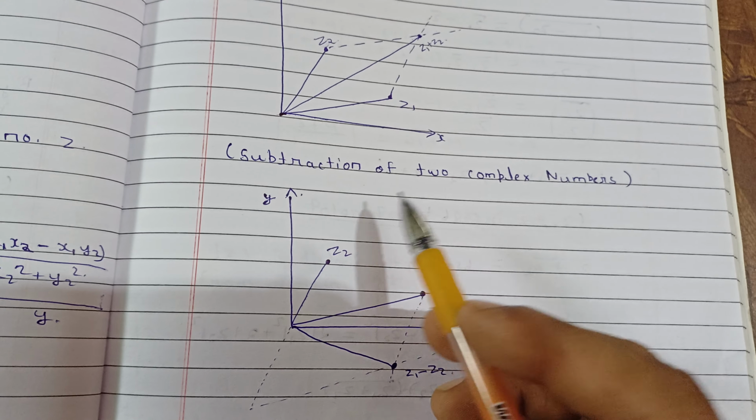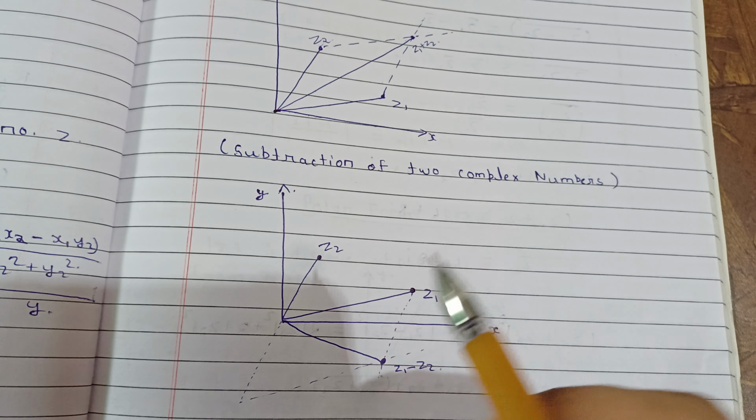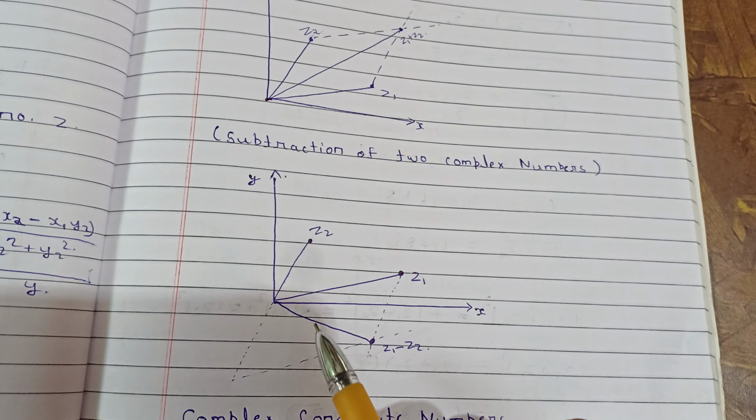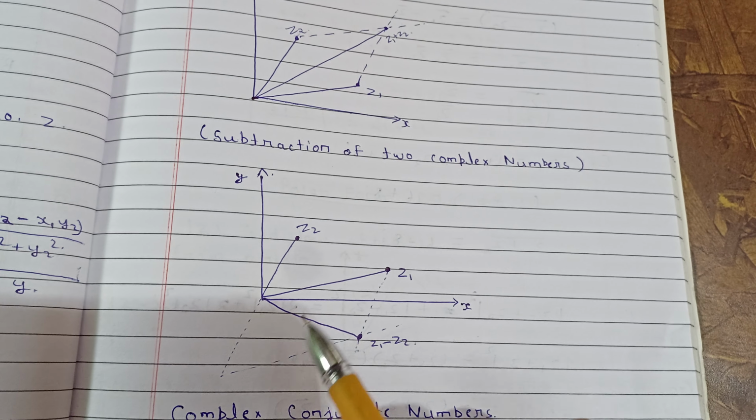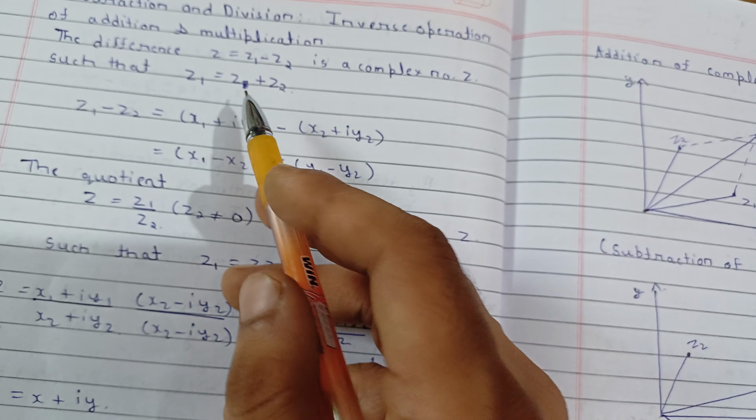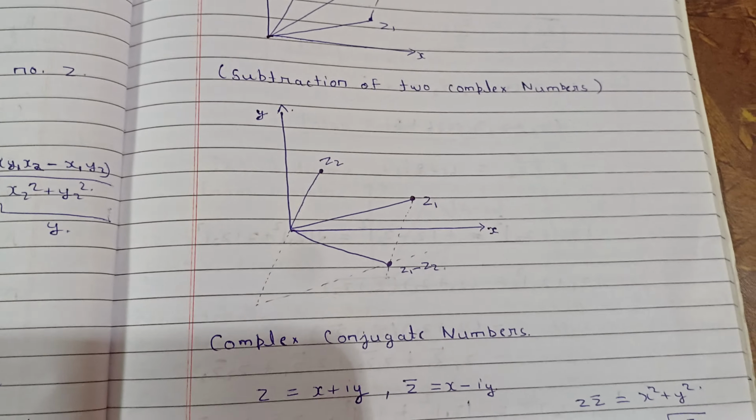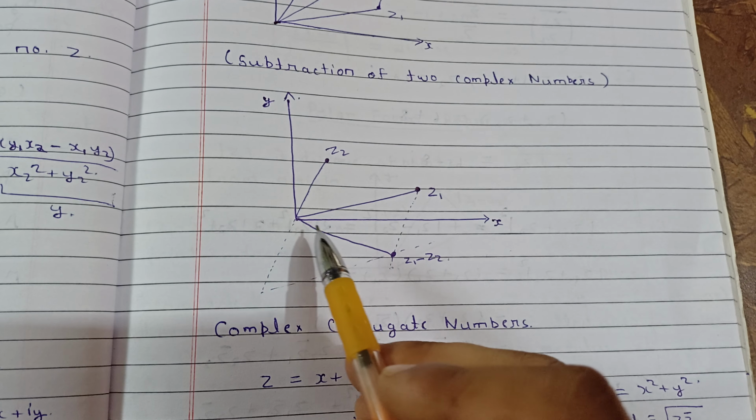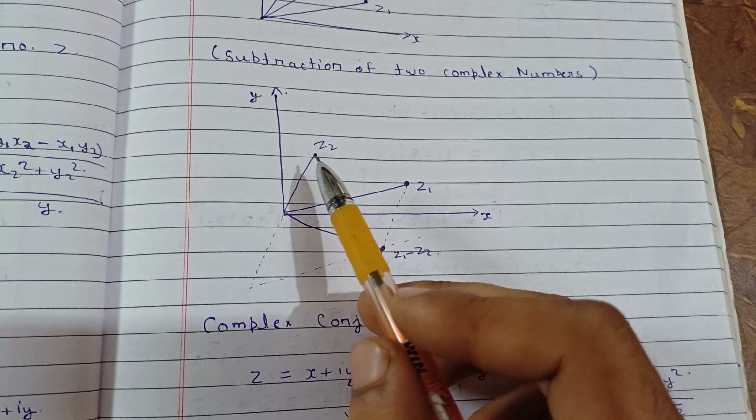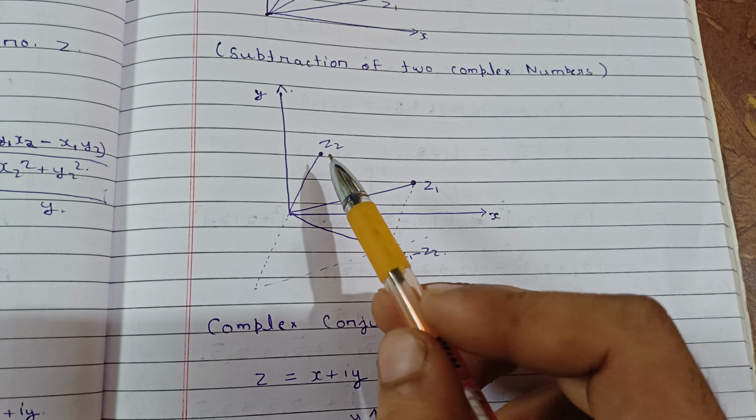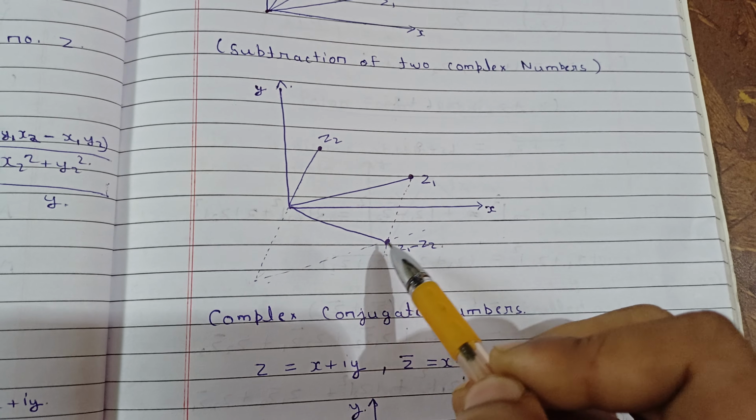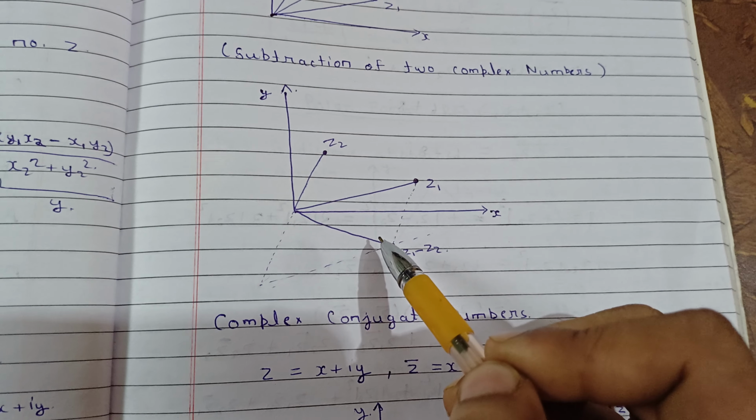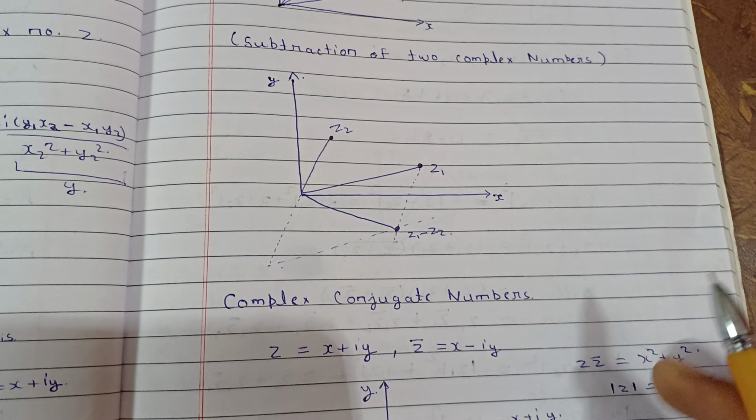Now we can find the subtraction of two complex numbers in the complex plane also. As we already defined, if we want to find z1 minus z2, then we have z1 equal to z plus z2. It is a very easy thing, it means you need to find z1 minus z2, so you have to add z1 with minus z2. So minus z2 will be in this form here, so use the parallelogram law. So this vector represents z1 minus z2.